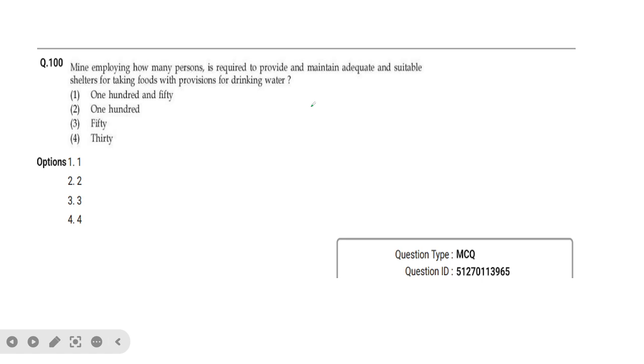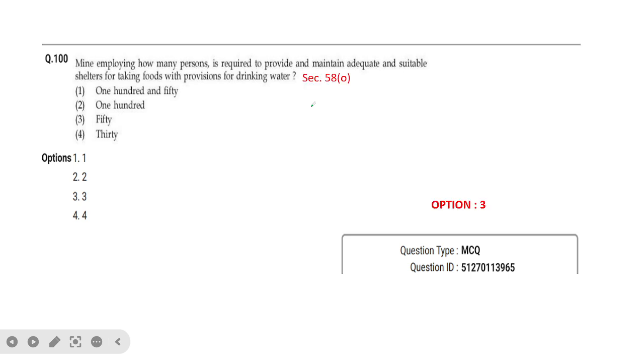Question number 100 and last question of today's class. Mine employing how many persons is required to provide and maintain adequate and suitable shelters for taking food with provisions for drinking water? 150, 100 or 50? So the answer is option number 3, that is 50. For reference, you can check the Mines Act of 1952, section 48. Okay.